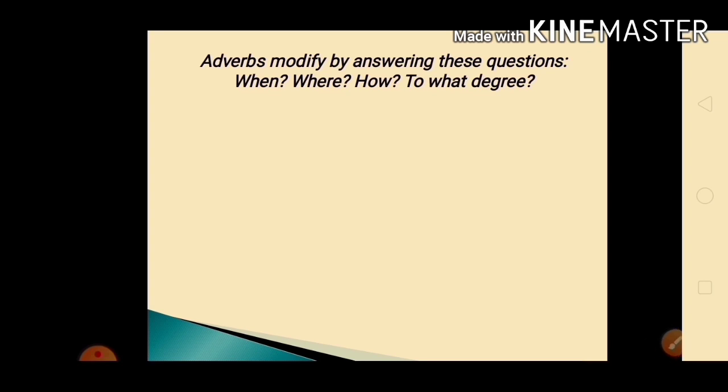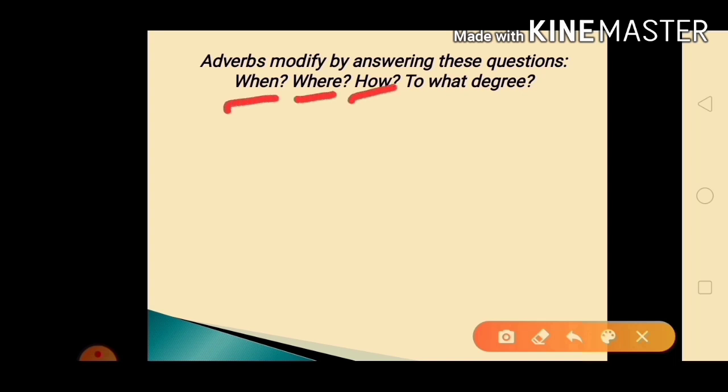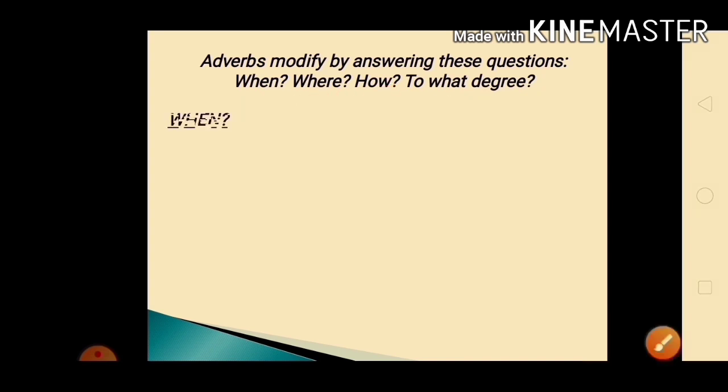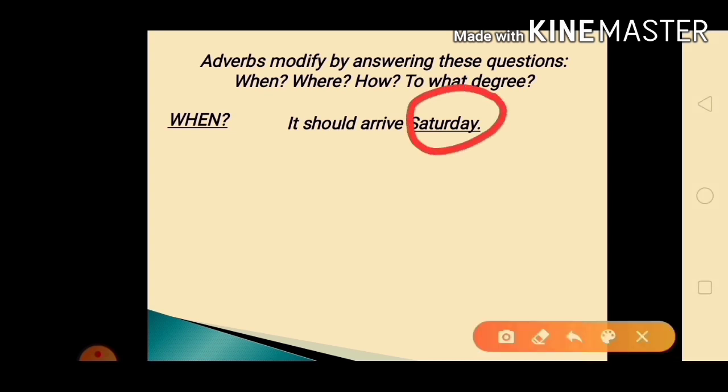Next, adverbs modify by answering these questions: when, where, how, or to what degree. When: It should arrive Saturday. So the word Saturday here is our adverb, answerable by the question when.